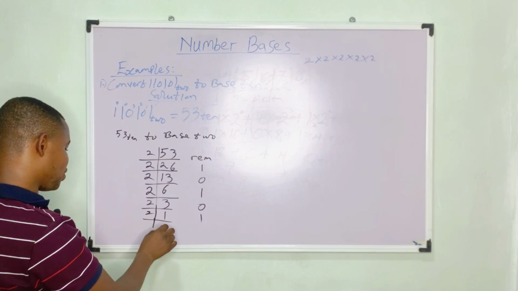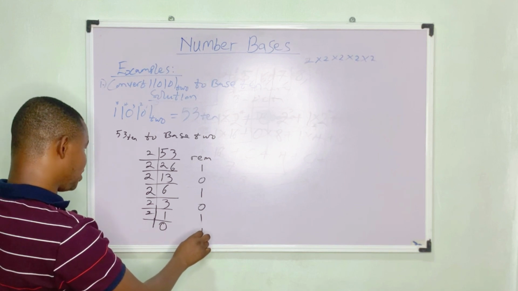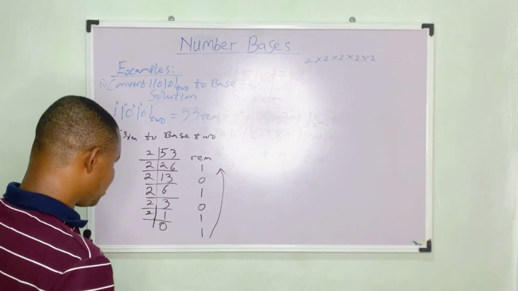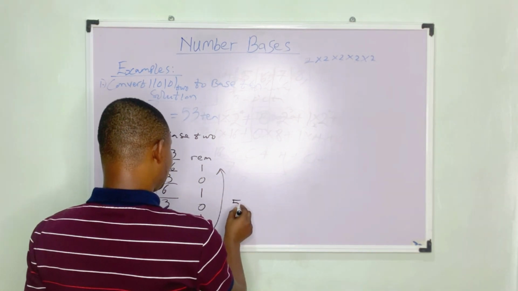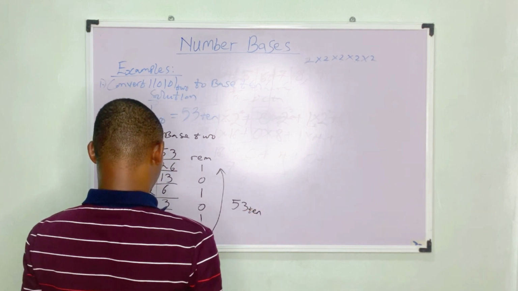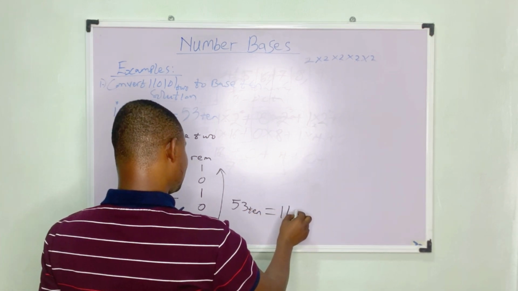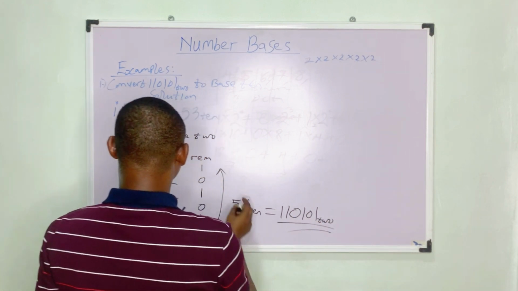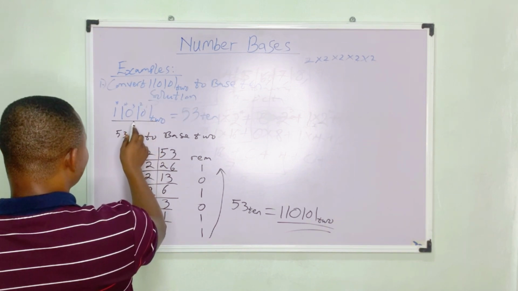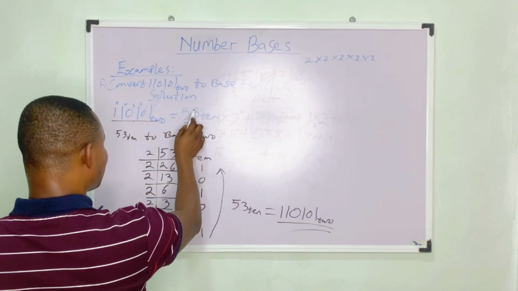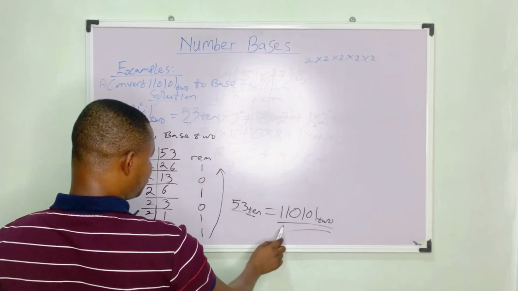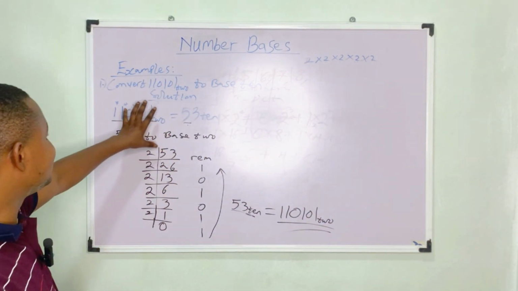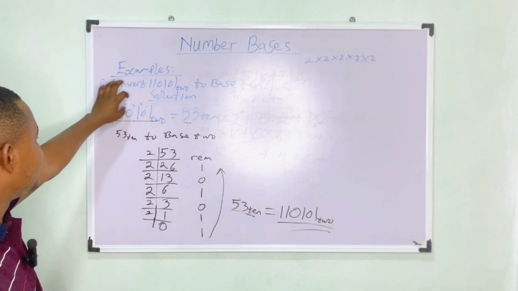1 divided by 2 is impossible. That means we're going to write 0. Then we have remainder 1. If we now read, we read from bottom to top this way. It means our 53 in base 10 will be equal to 110101 in base 2. As you can see, it is the same. We converted from base 2 to base 10 to give us this, and we converted this from base 10 to base 2 to give us this. Like I said earlier, this method is applicable to all bases.